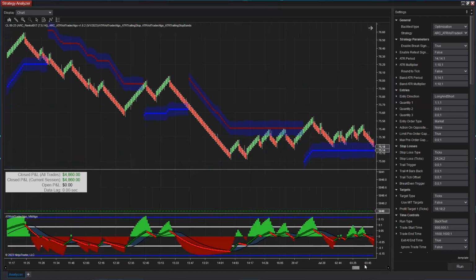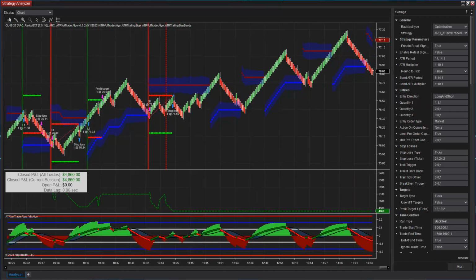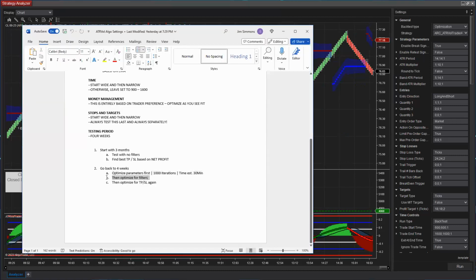Just go in and look at your trades. Do you need to add a filter? If you've got decent settings, then you don't need to add a filter. It's really that simple. Like, don't make it more complicated than it needs to be.